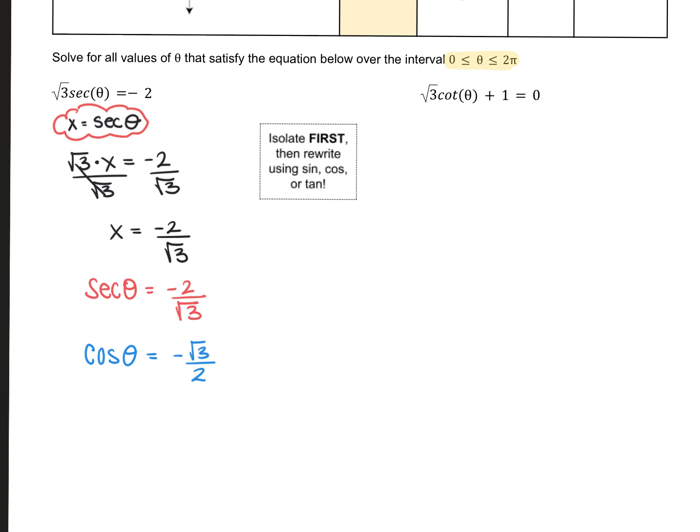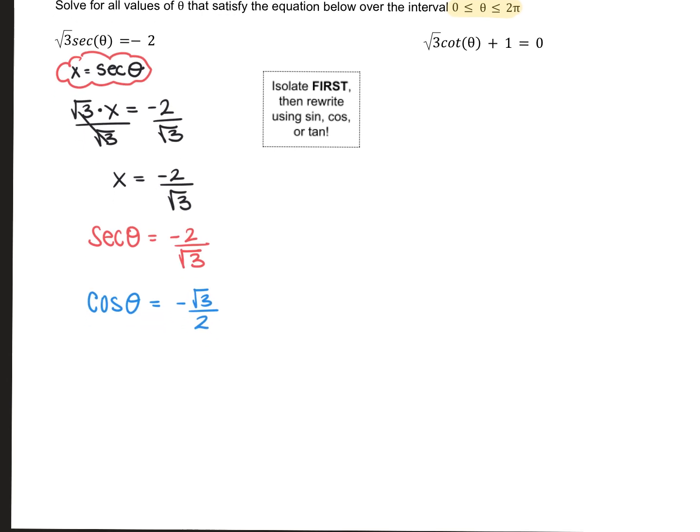I know there's a negative, but I want you to just disregard the negative for now. And we're just going to say that theta is 30 degrees. And now let's talk about that negative. So this value right here says cosine of theta is a negative rad 3 over 2.